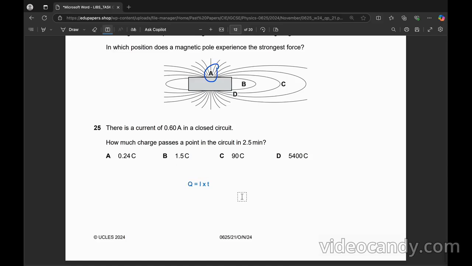So current is essentially how much charge passes through a point per unit time. So Q is 0.6 × 2.5 × 60, and that will be 90 coulomb. And that's C.